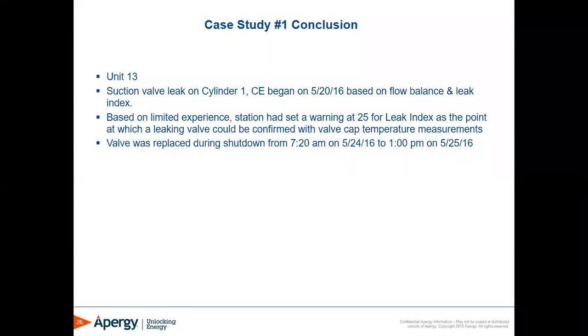So, conclusion of this first case study, it was on unit 13, suction valve leak on cylinder 1 crank-in. It began on 520 based on flow balance and leak index. Based on limited experience, the station set a warning at 25 for the leak index as the point at which the leaking valve could be confirmed with valve cap temperature measurements. The valve was replaced during the shutdown. Everything went back to normal.